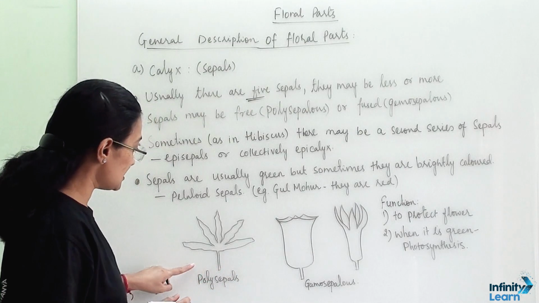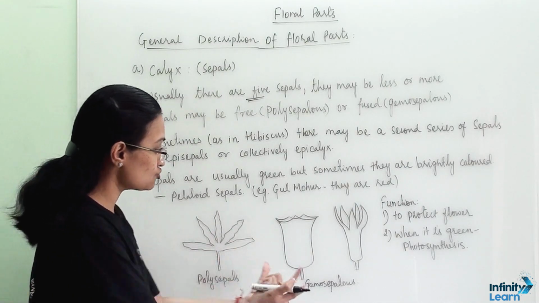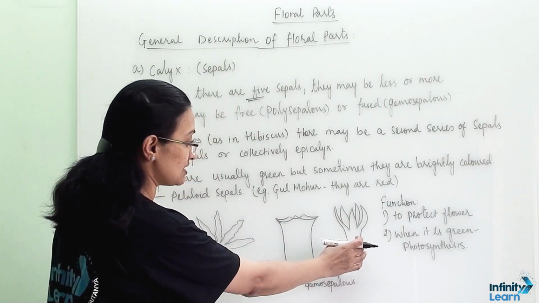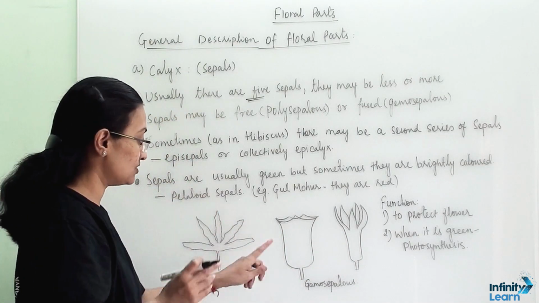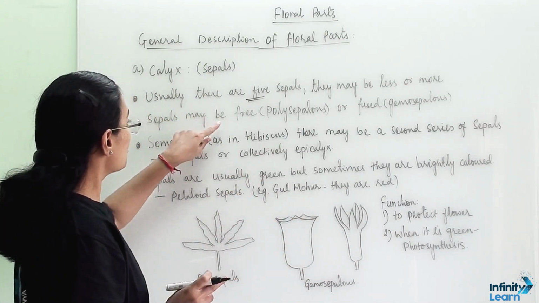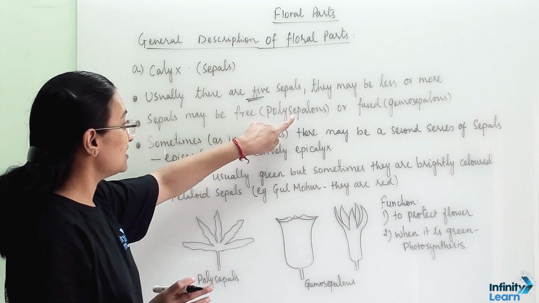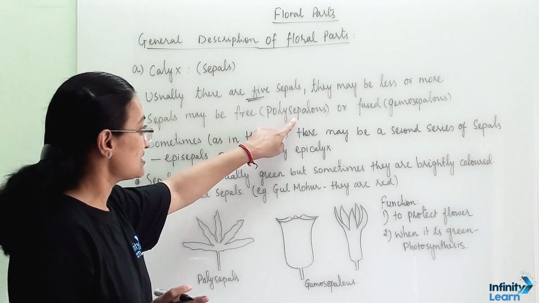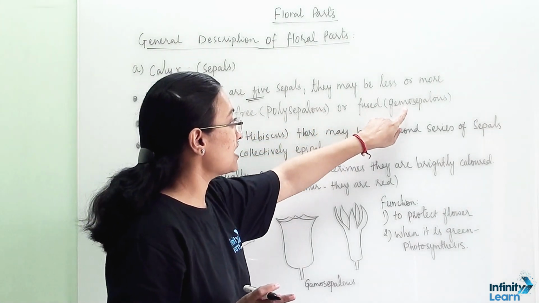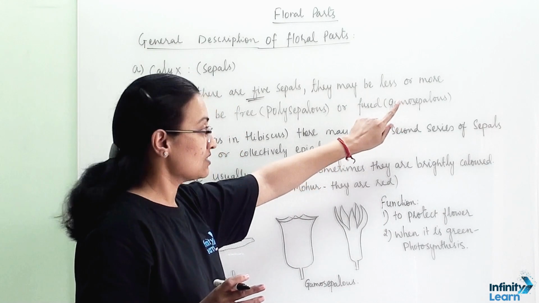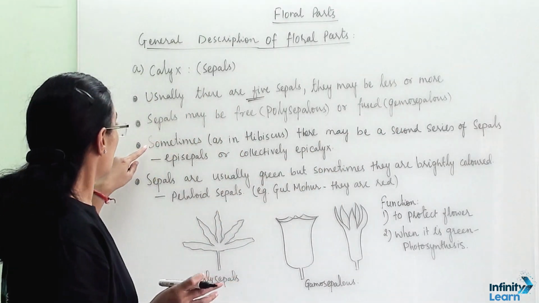So here we can see these are the free sepals and these two are the example of fused sepals. So they are combined, so that means they are fused. When the sepals are free, they are known as polysepalous. When sepals are fused, they are known as gamosepalous.